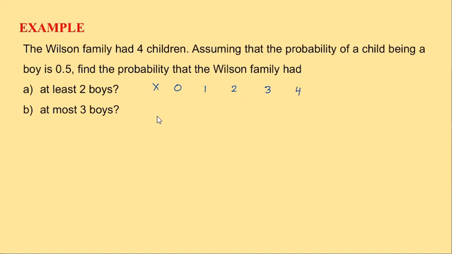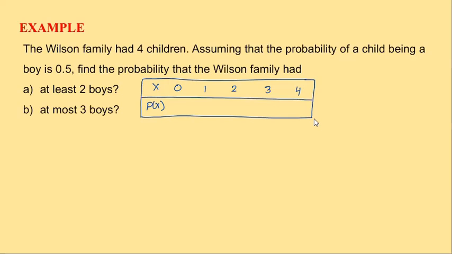So now we need the corresponding probabilities so that the probability distribution will be complete. We'll make a table for the probability distribution, and we are going to find the probability for each x: x equal to 0, 1, 2, 3, and 4. The probability that a child is a boy is 0.5, so p is equal to 0.5. And we have to answer these 2 questions based on that.